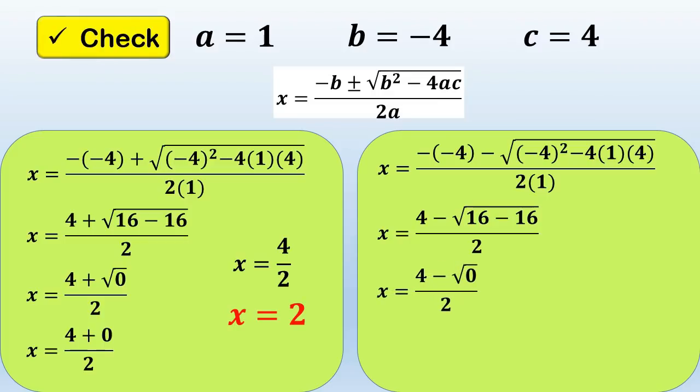So, we have here 4 minus square root of 0 over 2. Sabi nga natin, square root of 0 is equal to 0. Therefore, we have here 4 minus 0 is equal to 4 over 2. Therefore, the answer is equal to 2. So, it means the discriminant, the expression b squared minus 4ac, is true to the given equation. Next, let's proceed.